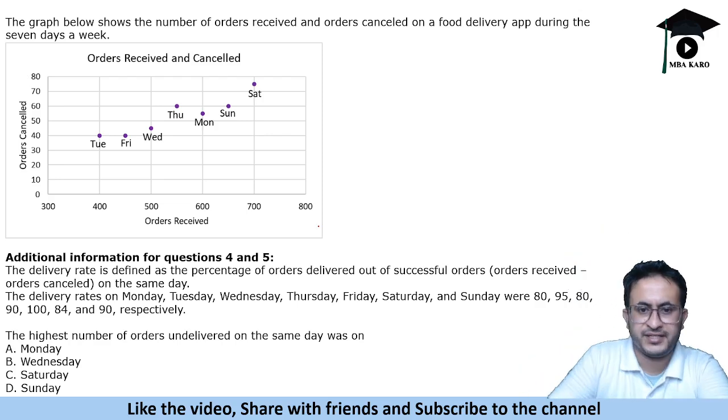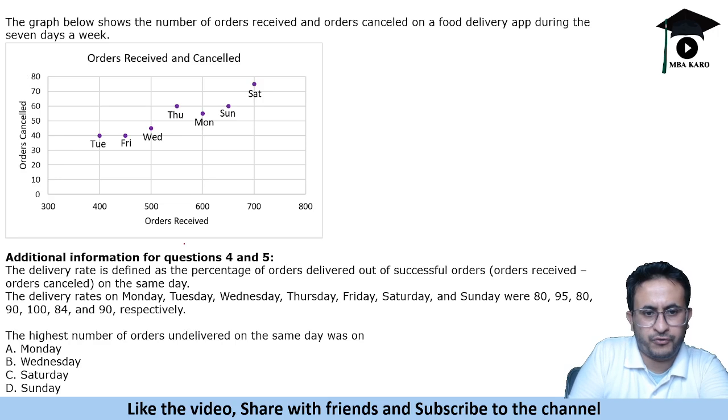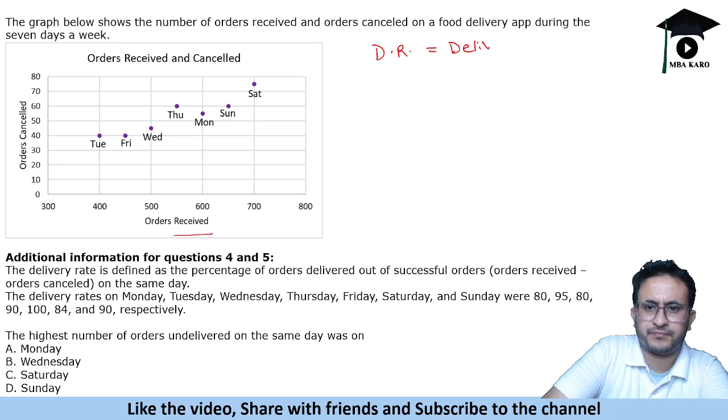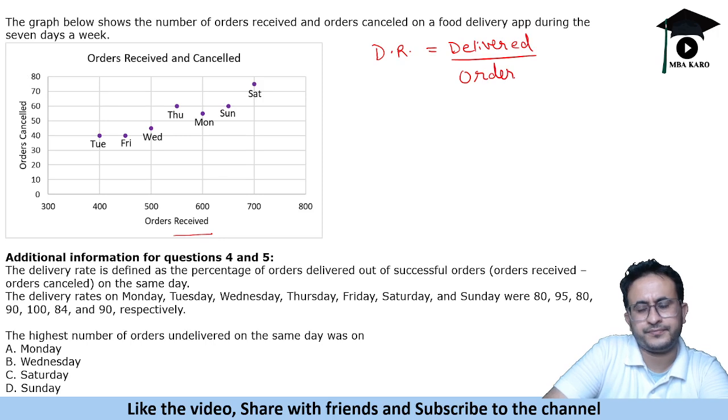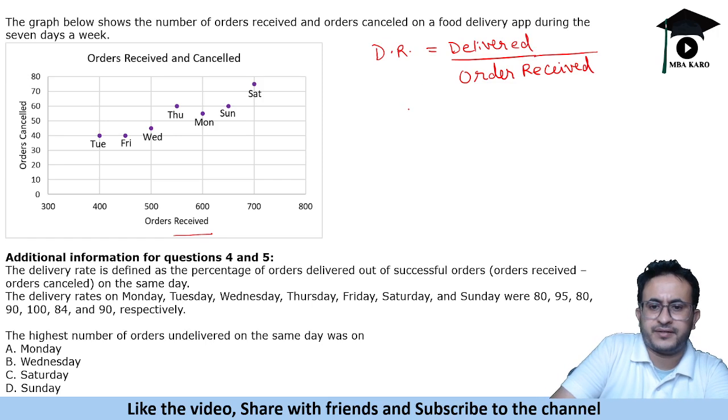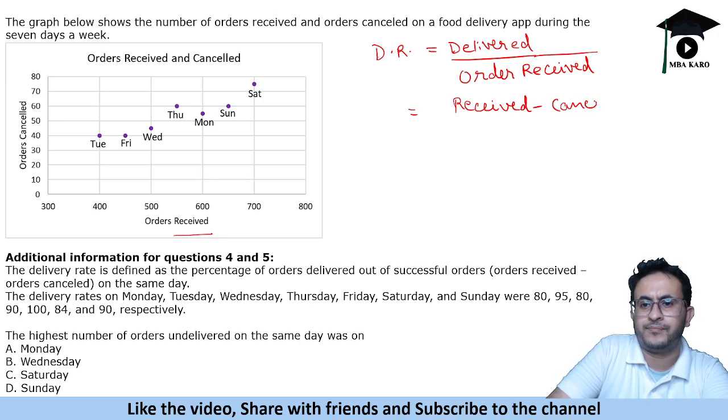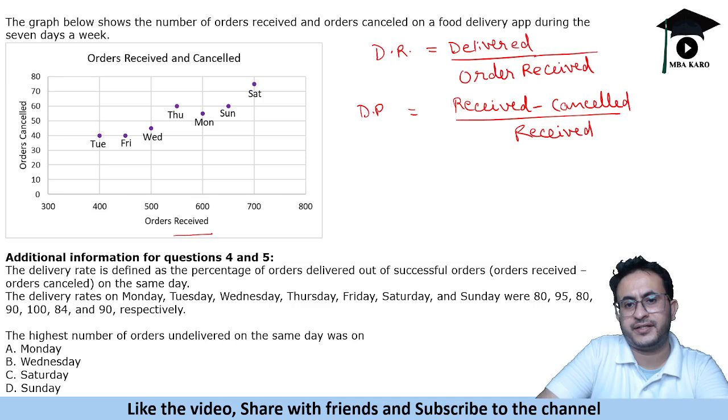Okay. So we have one thing, that delivery rate. What is delivery rate? First of all, we have to find the number of orders received, and when we multiply, so delivery rate is delivered upon orders received. Now delivered is received minus cancelled, and upon received. Okay, that is the delivery rate.